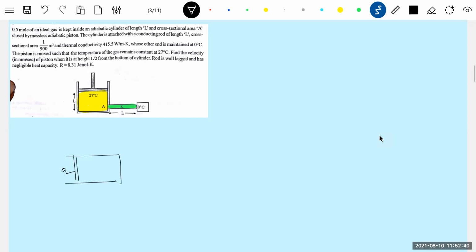If you are here, there's a piston. You move it. So that is your mechanical work, and let's assume that we have connected a rod here. Whatever work you do, your mechanical energy decreased. Where has it gone? The gas will convert that mechanical work to heat, and that heat will flow through the rod.